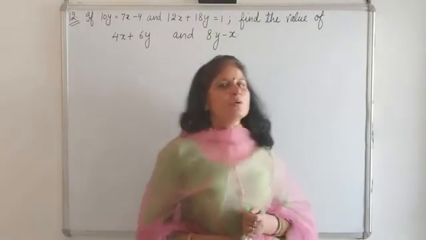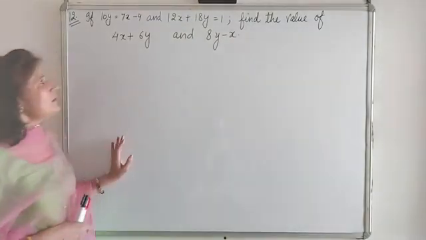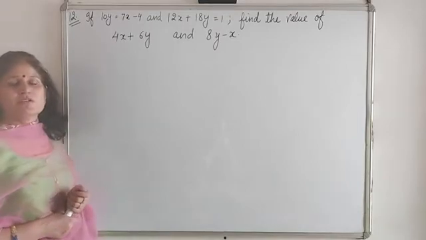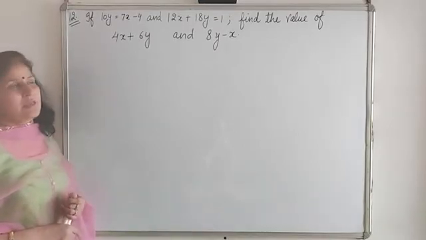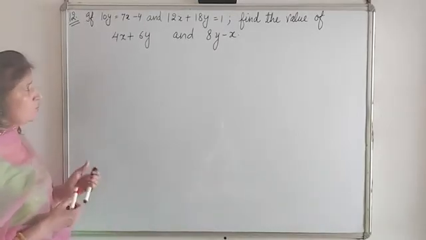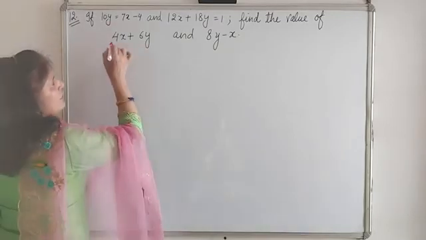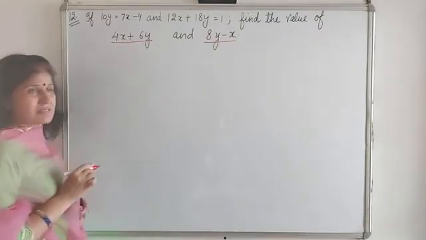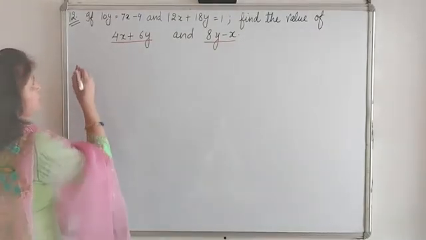Now we will do question number 12. In this question, two equations are given. You have to solve both the equations to find the value of x and y. Then that value you have to substitute to find the value of 4x plus 6y and 8y minus x. So first of all, we take those equations.